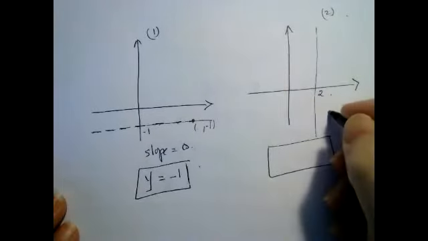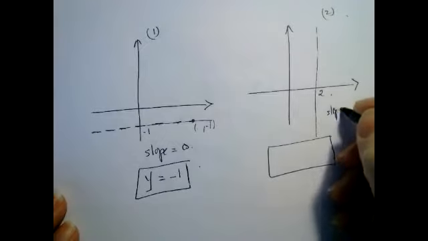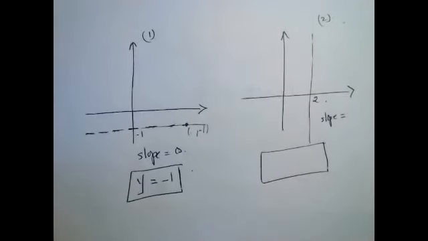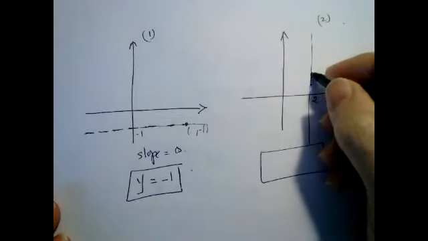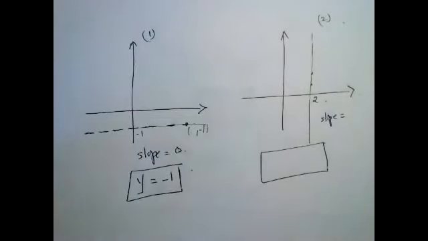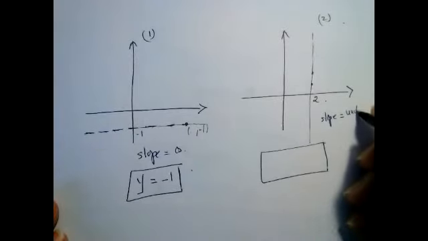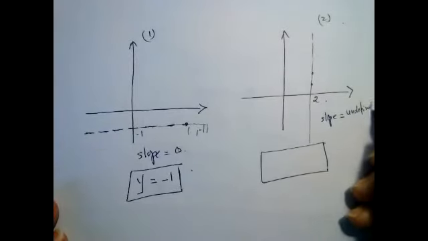What's the slope here? Wouldn't it be undefined? Absolutely. The slope is undefined because there is no change in x. X is constant here. X is always 2. So here the slope is absolutely undefined.